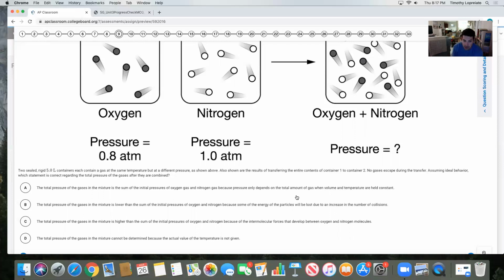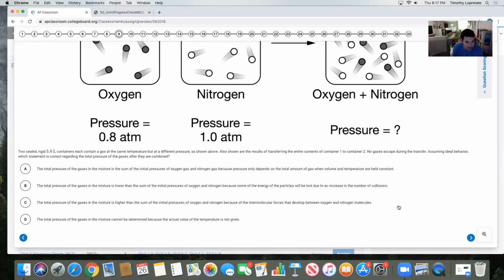All right, there could be more collisions inside, that's fine, but we're going to assume that they're elastic. The total pressure of the gases in the mixture is higher than the sum of the initial pressures of oxygen and nitrogen, because of the intermolecular forces that develop between oxygen and nitrogen molecules. Well, both of them have weak attractions to begin with, and if there were attractions, that wouldn't increase their pressure, that would actually decrease it, right? It would diminish the number of collisions on the walls.